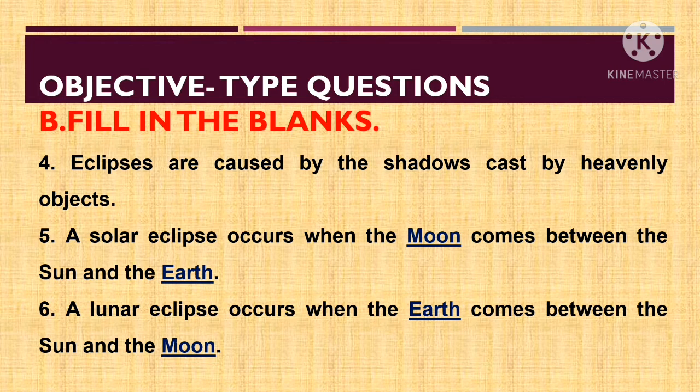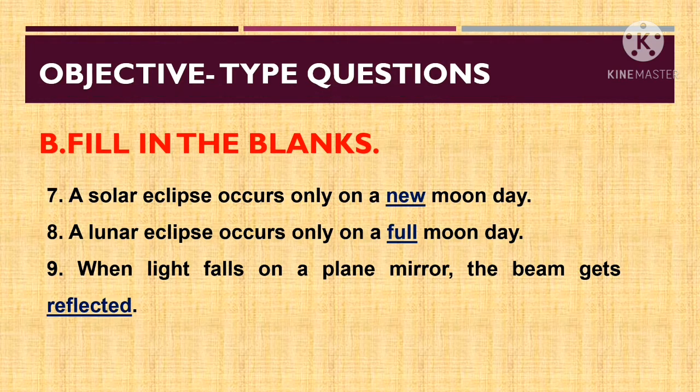Question 6. A lunar eclipse occurs when the dash comes between the sun and the dash. Answer: earth, moon. When the earth comes between the sun and the moon, a lunar eclipse can occur. Question 7. A solar eclipse occurs only on a dash moon day. Answer: new. Question 8. A lunar eclipse occurs only on a dash moon day.